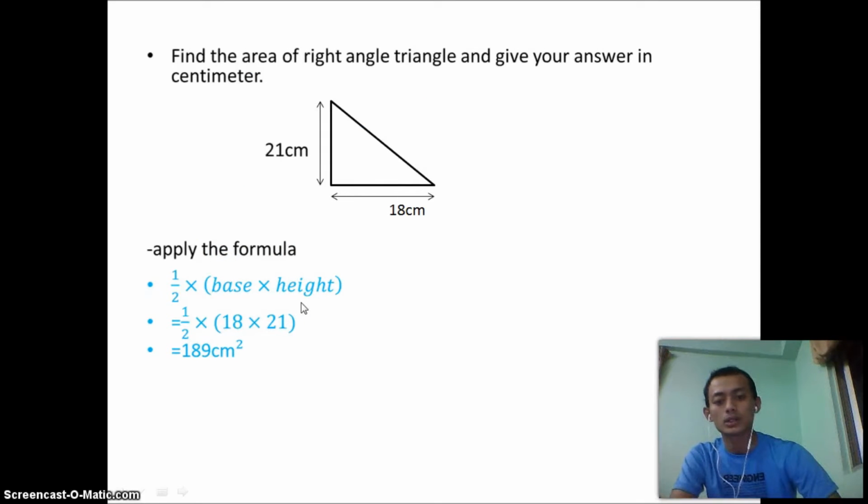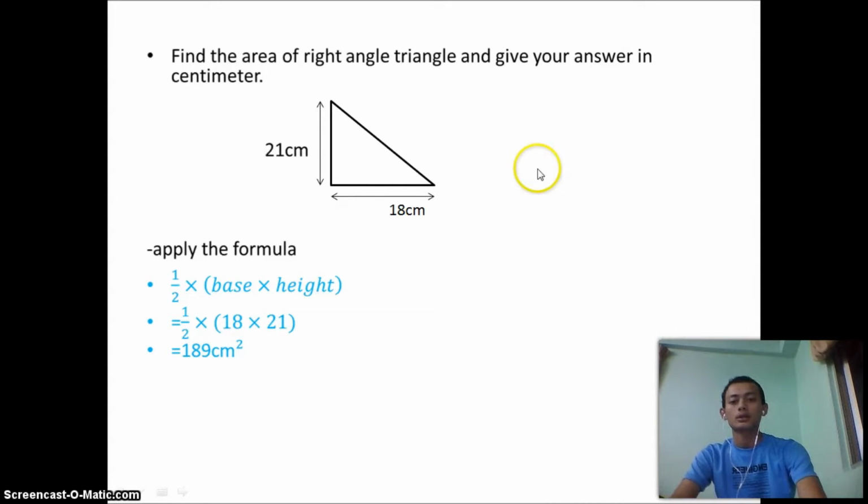Let's go to the second example. Find the area of the right angle triangle and give your answer in centimeters. Okay, like usual, identify the height and the base length. Apply them into the formula, half times base times height, and you will get the answer 189 centimeters squared.